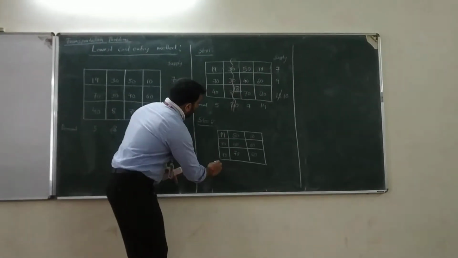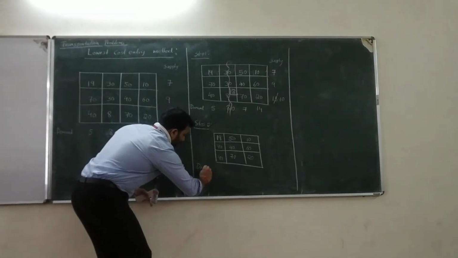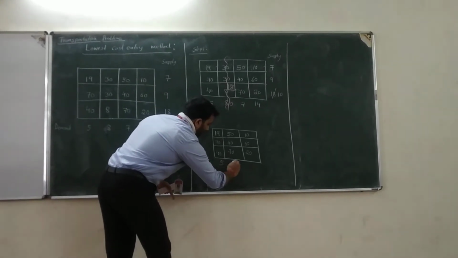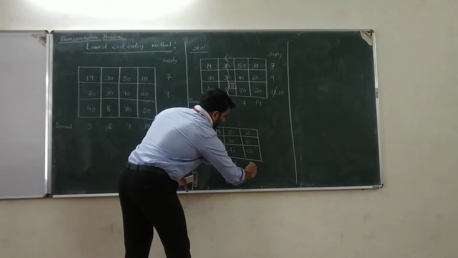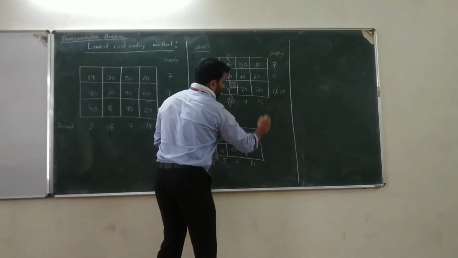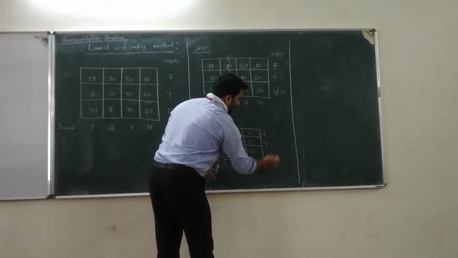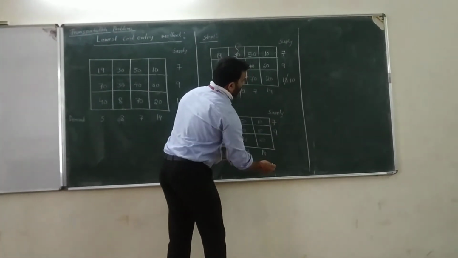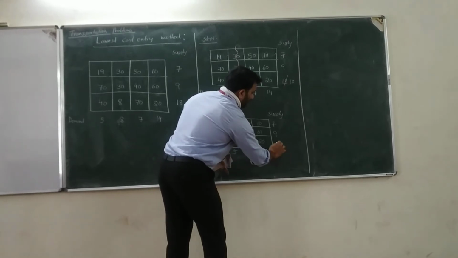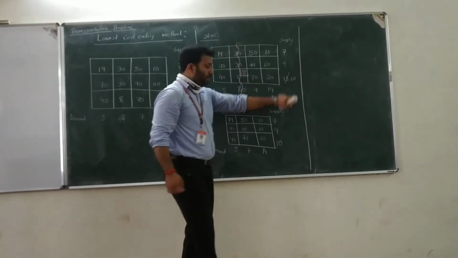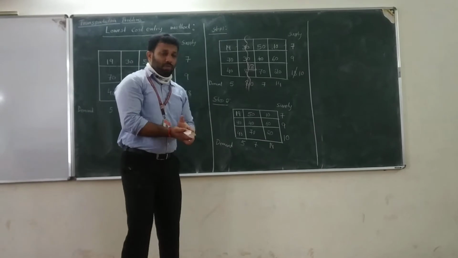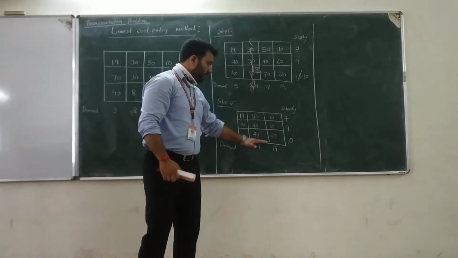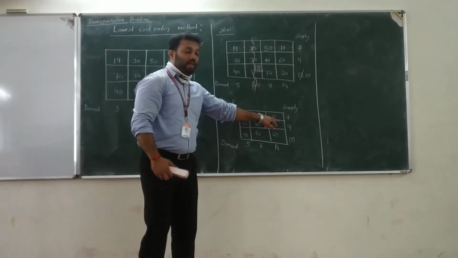Again, I have to write the supply and demand. So the demand is 5, 7, 14, and here it is 7. Supply is 7, 9, and 10. The remaining units I am writing over here. Now, supply and demand, and I have identified the least cost in this particular table. The least cost is over here, 10.